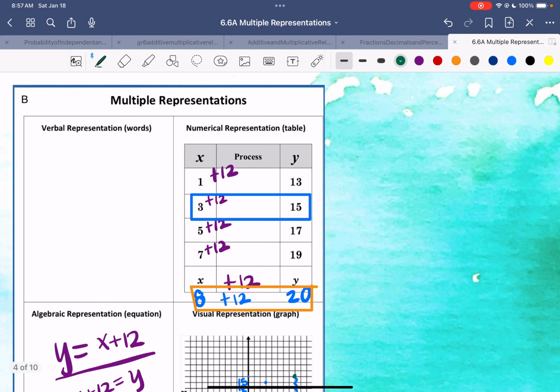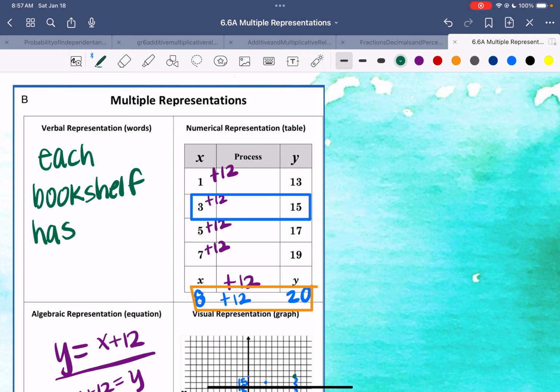So the verbal description is coming up with the word problem. So I could say every bookshelf, there's 12 books added. So bookshelf 1 has 13 books. Bookshelf 3 has 15 books. Oh, I'm supposed to write words. Sorry. I'm all over the place. Okay. So each bookshelf has 12 books. All right.